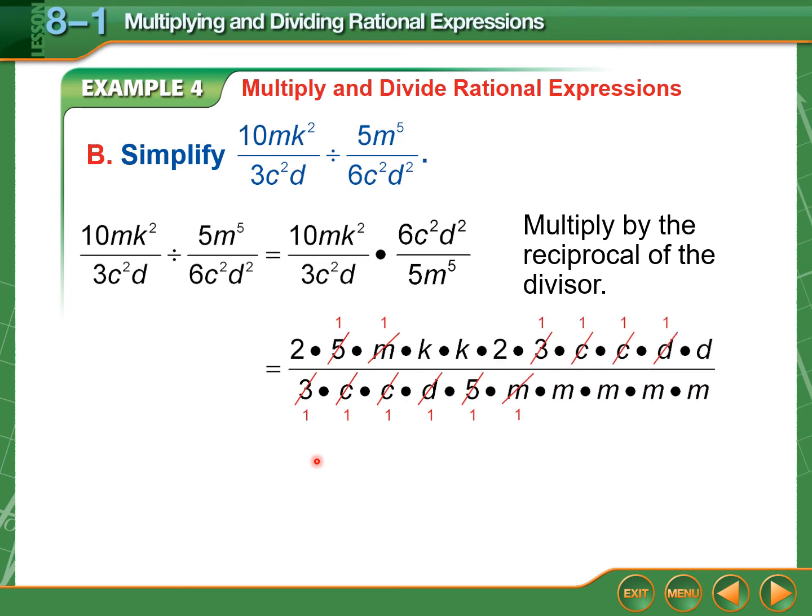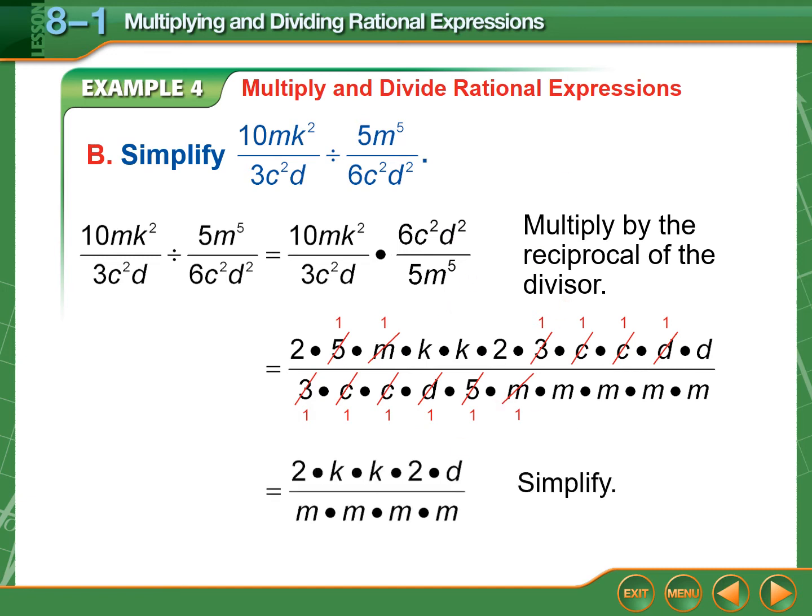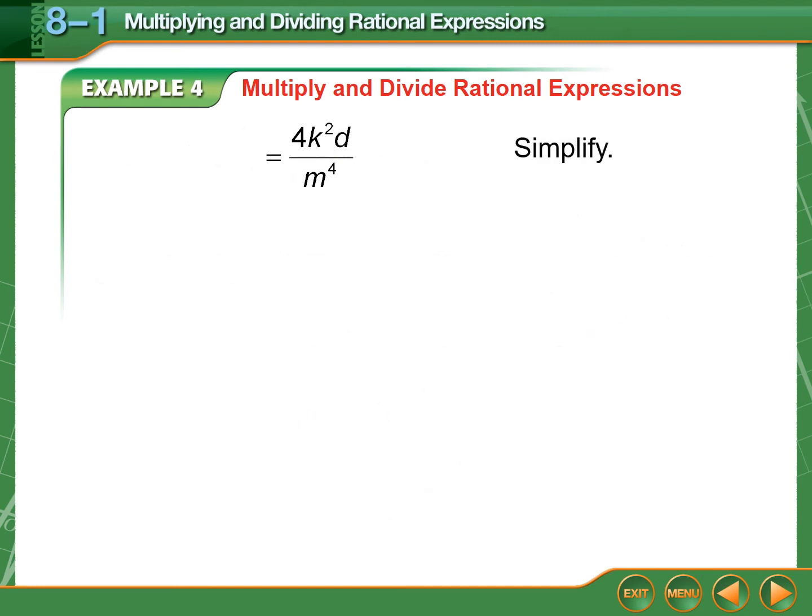And I follow the same method as before. I write out the prime factorization for my coefficients and then eliminate my terms based on factors and variables. I'm left with 2 times k times k times 2 times d over m times m times m times m. My final answer, 4k squared d over m to the fourth. Remember, if you have any questions, write them down in your notes so we can discuss them in class.